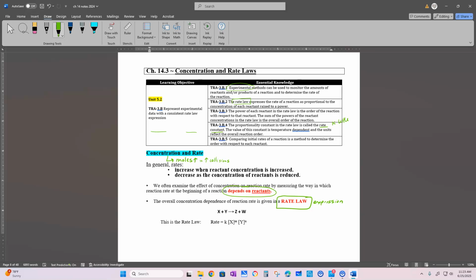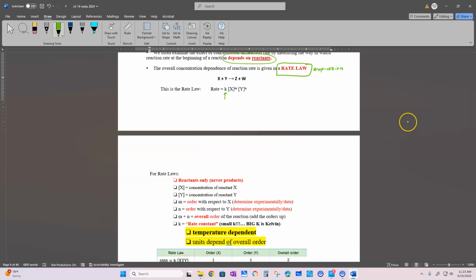So you write the word rate, then you have this little k. Okay, and I even have the little description of it. Little k is called a rate constant. It's a small k, not a big K, because big K is Kelvin. It is very dependent on temperature.